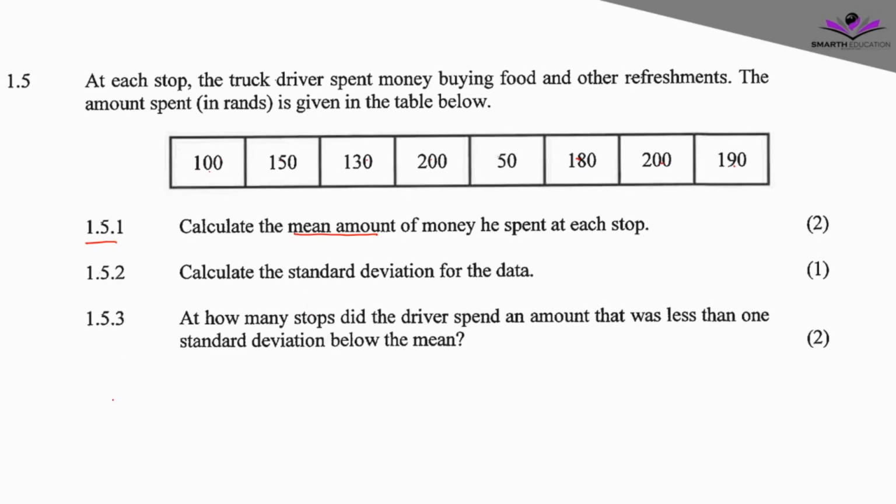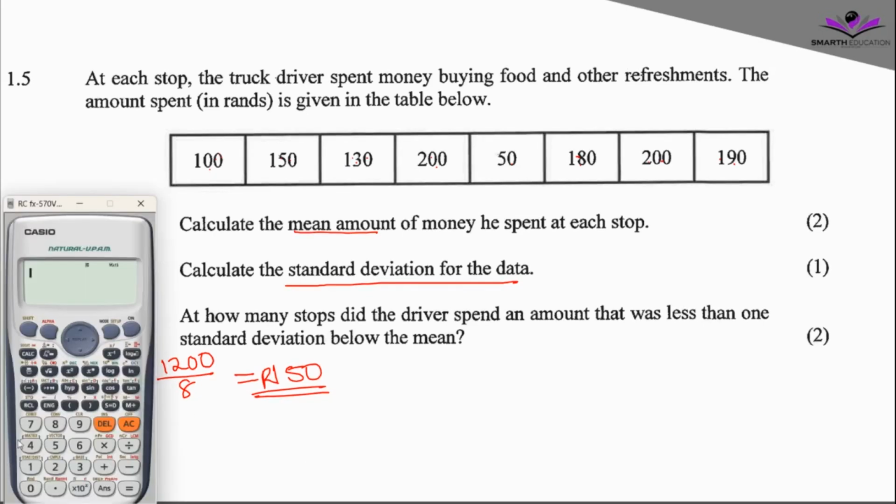So there are 8 of them. So the mean here is equal to the sum of this: 100 plus 150 plus 130 plus 200 plus 50 plus 180 plus 200 plus 190. You will get 1200, right? Then divided by 8. And then you get that the mean is 150 rands. Okay, that's the mean there, right? And then 1.5.2. Calculate the standard deviation for the data. So this one we have to use the calculator.